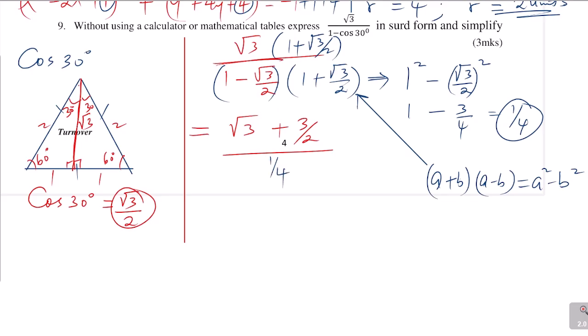So now to simplify this, to get rid of the fraction in the denominator, this is what you do. You simply multiply each term by 4. 4 times root 3, 4 root 3, plus. Actually, what you're doing is taking this, multiplying it by 4, and multiplying this by 4. Multiply this one properly. So this one you're multiplying by 4, this will give 6. And then for the denominator, you get 1. So that is the simplified expression in surd form.